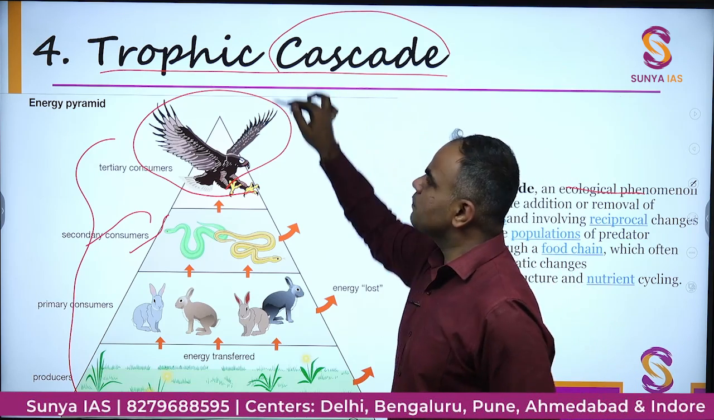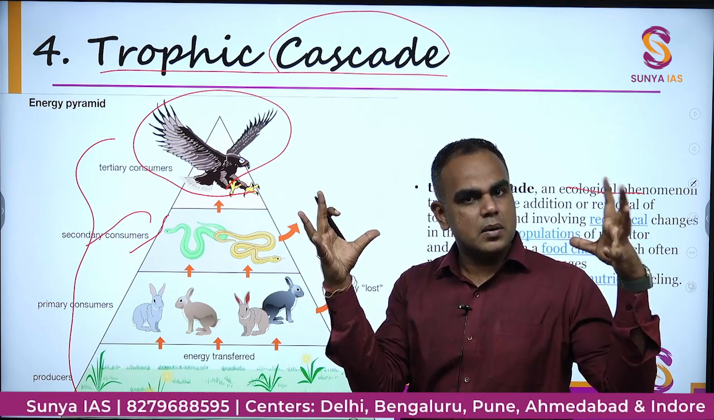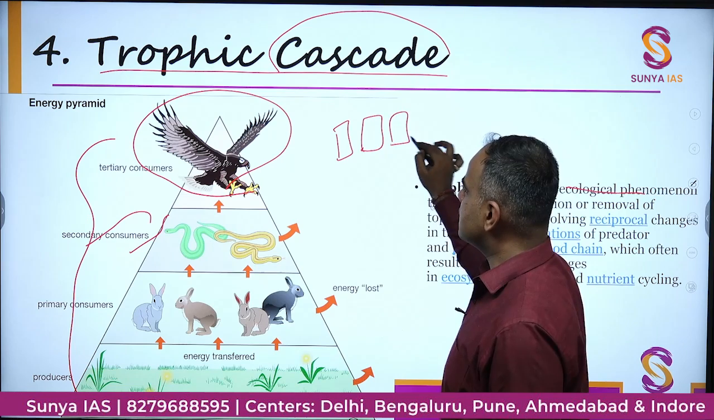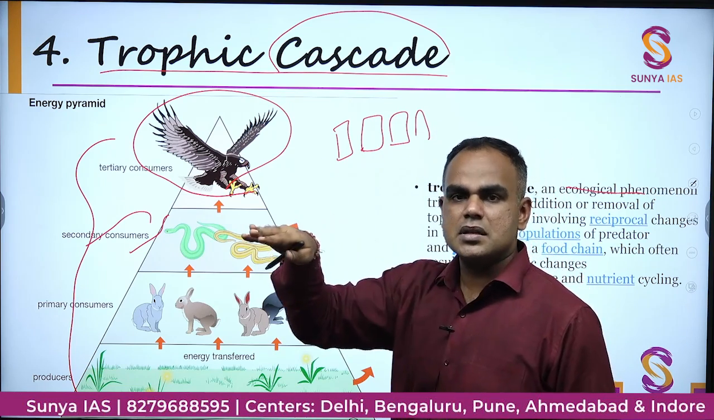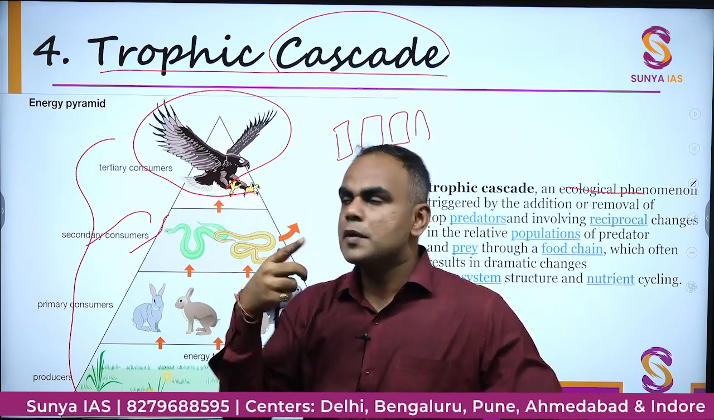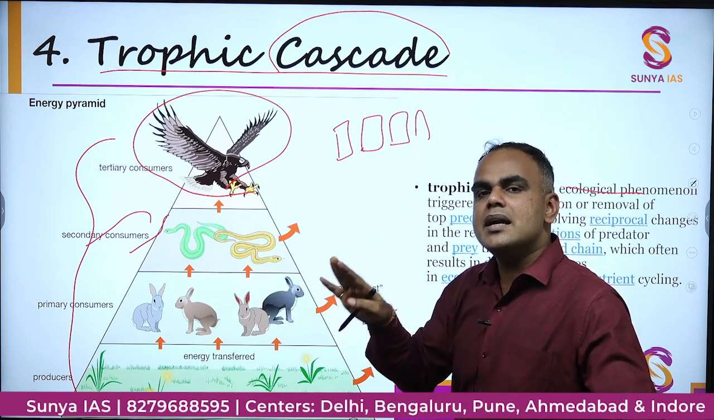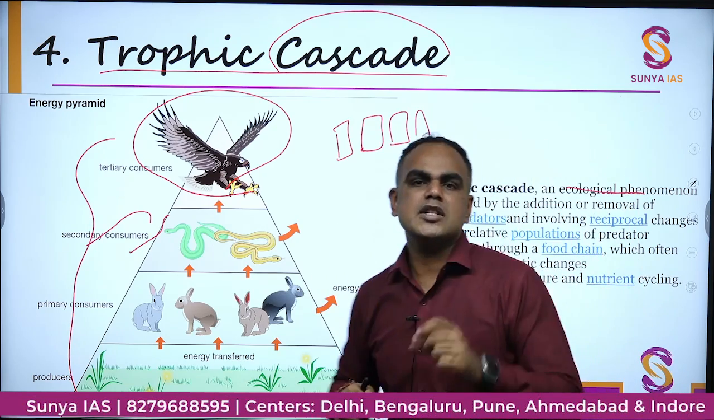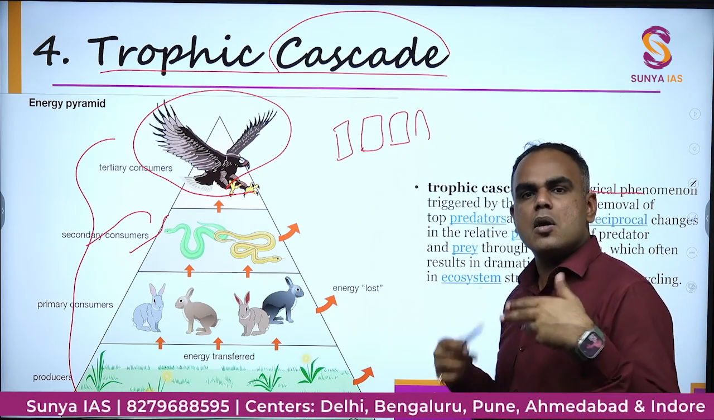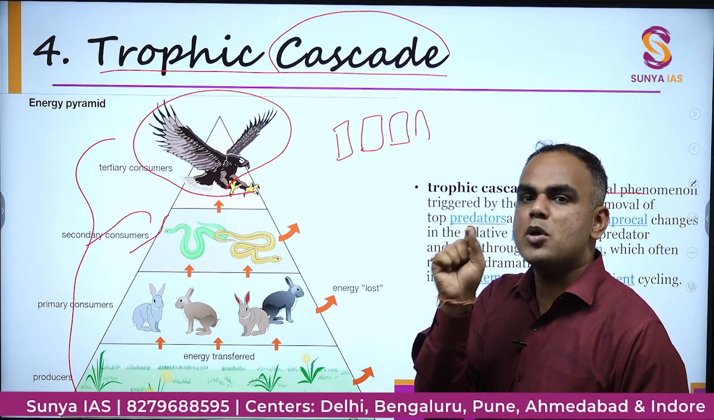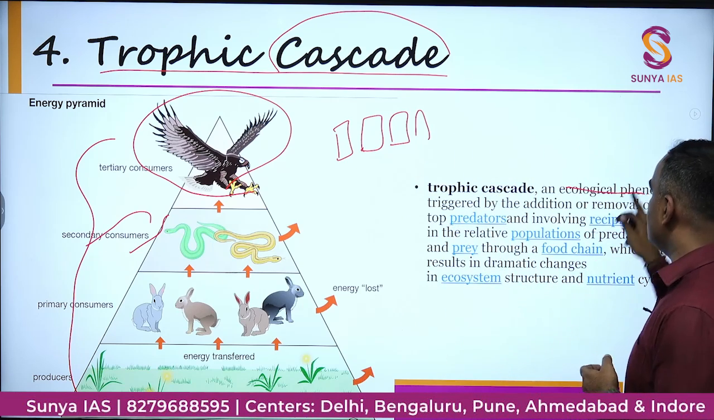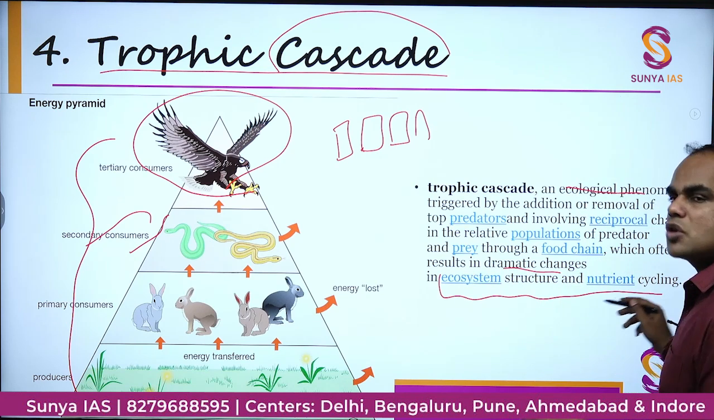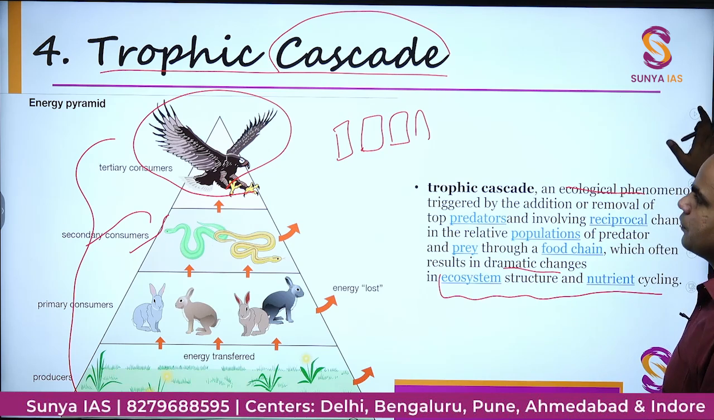Now what is cascade? Cascade means a cascading effect. It is similar to dominoes: if one domino falls, everything falls. That is known as a domino effect. So this Trophic Cascade leads to a cascading or domino effect across the entire food chain. It is used a lot when we discuss climate change and biodiversity loss. So even this term can be asked of you, what is Trophic Cascade. It results in dramatic changes in ecosystem structure and nutrient cycling.